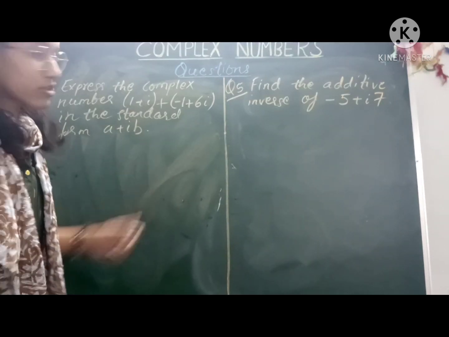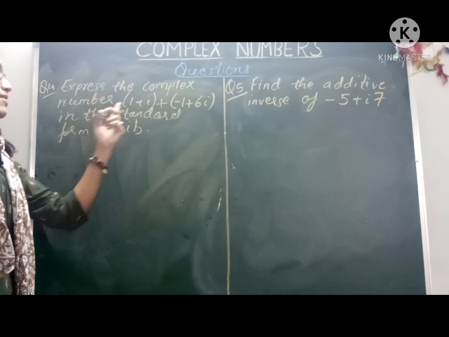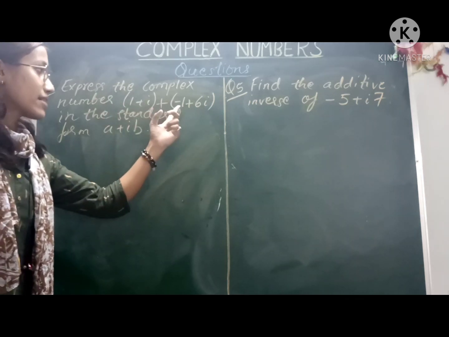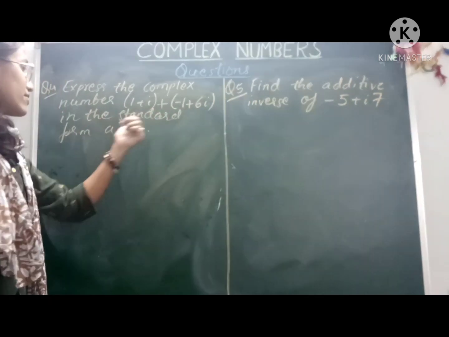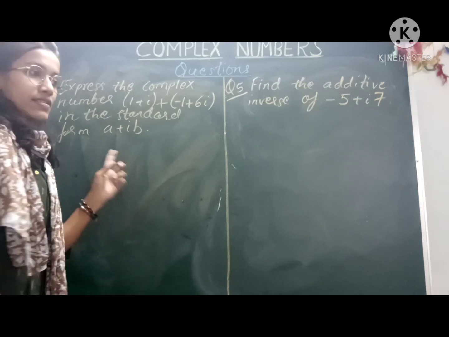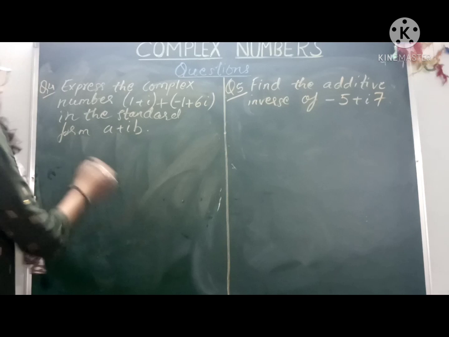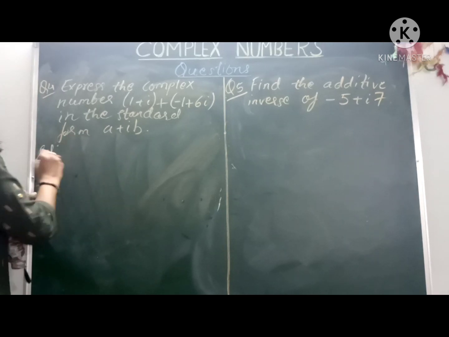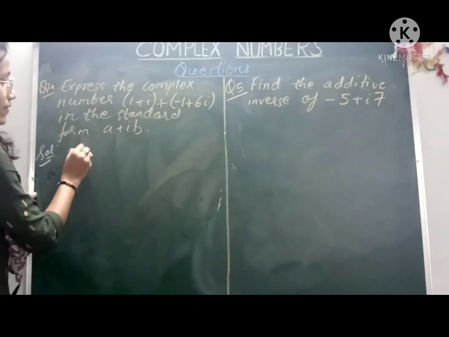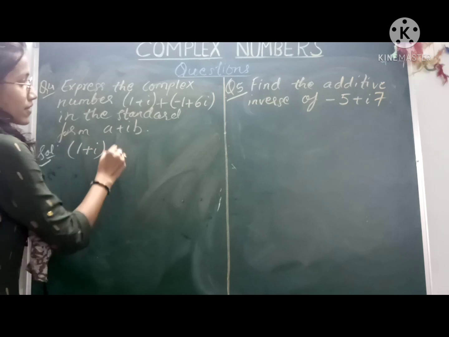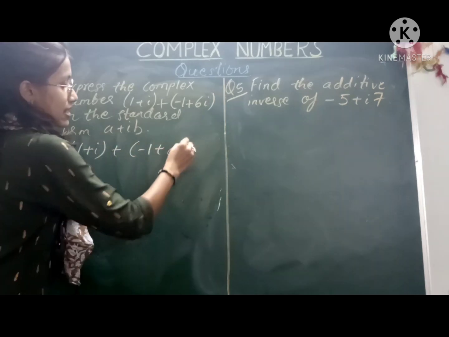Now let us solve another question. Express the complex number (1 plus i) plus (minus 1 plus 6i) in the standard form a plus ib. This type of question is very important because they are asking for the standard form. Okay. So we will solve. First of all, we will write what is given. 1 plus i plus minus 1 plus 6i.